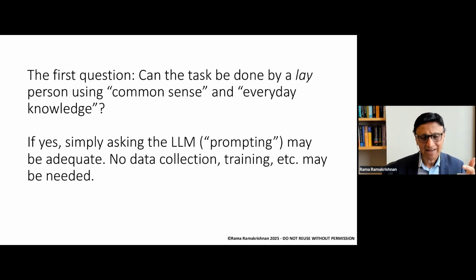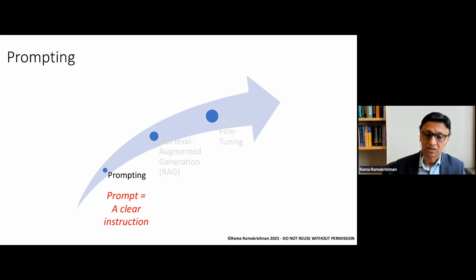And really, the starting point when you're considering a task in the business and you're trying to figure out, can I use an LLM here to automate the task in some fashion? I think a good starting question, in my opinion, is to ask yourself, can this task be done by a lay person using just common sense and everyday knowledge without requiring any specialized training or specialized knowledge? If the answer is yes, then simply asking the LLM may actually be enough to get the job done. You may not have to collect data, train any models, and so forth, like we used to do with traditional machine learning for many, many years. So this is called just prompting. That's the first strategy. And let's look at an example.